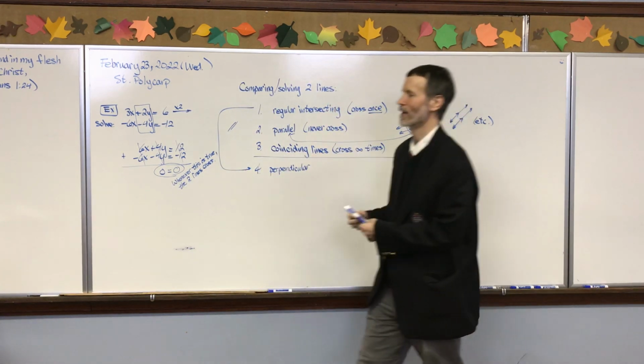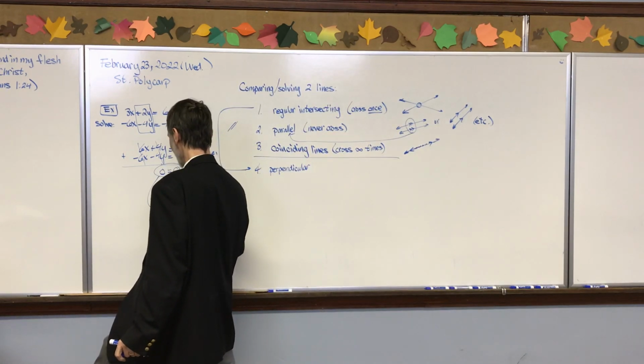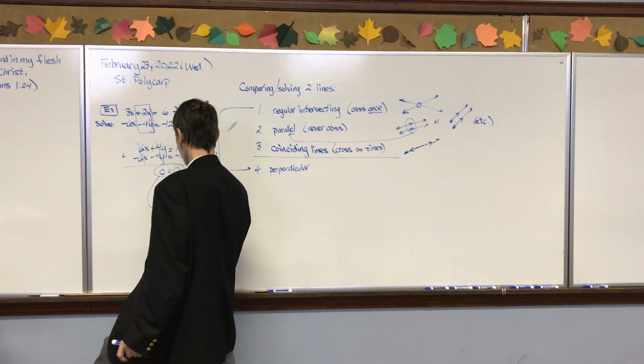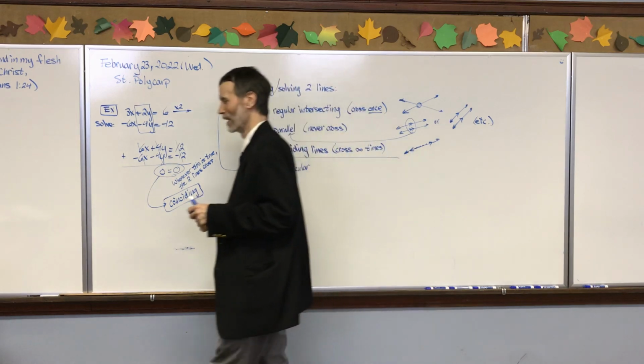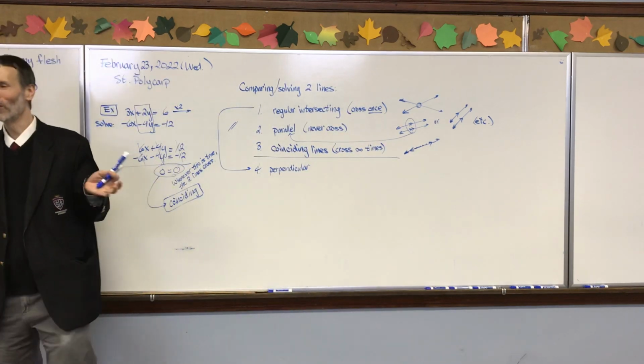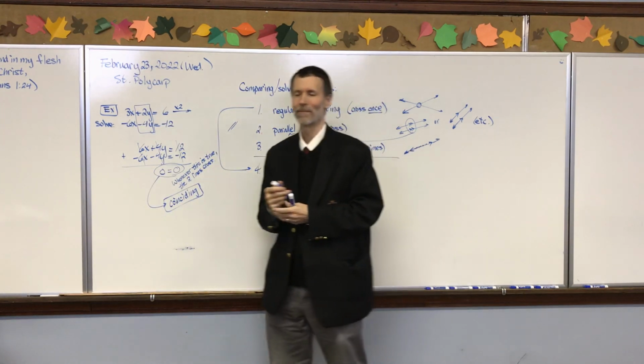Guess which one we're talking about? We're talking about coinciding lines. So I'd like you to write the word coinciding. That would be your answer on this problem. Coinciding. You could graph them to find out. They're coinciding. They're the exact same line.